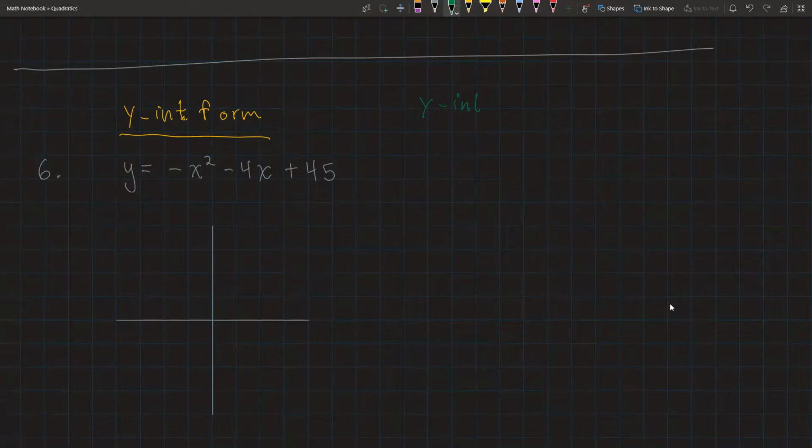Y-intercept is when x equals 0. When x equals 0, this whole thing goes to 0. Therefore, we get 0, 45. Now, x-intercept requires a little more work, especially because of that negative symbol. Let's factor it out. For x-intercept, y equals 0. Let's correct that. Y equals 0.